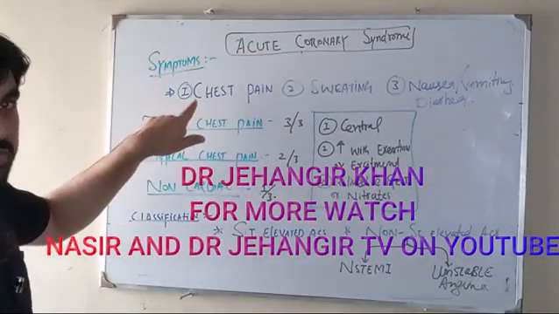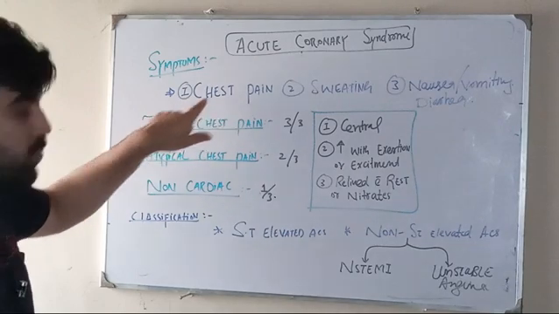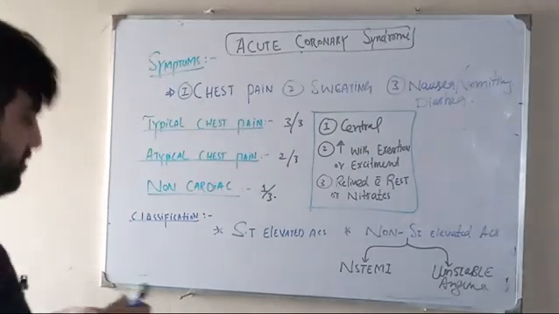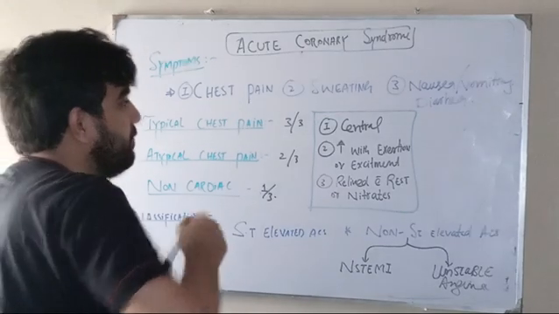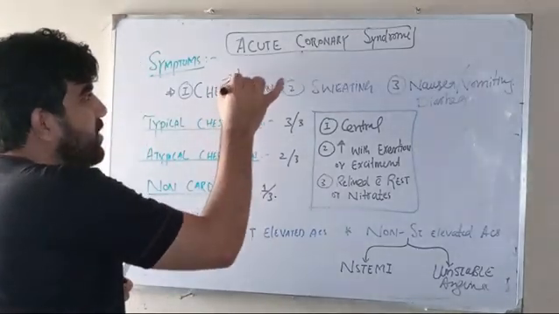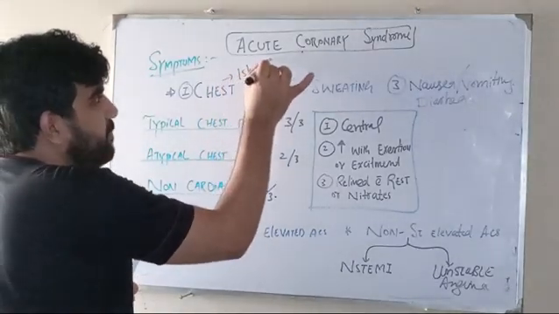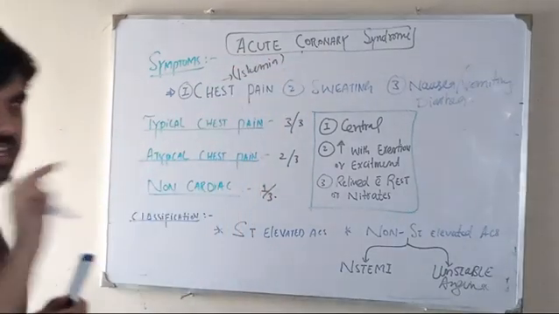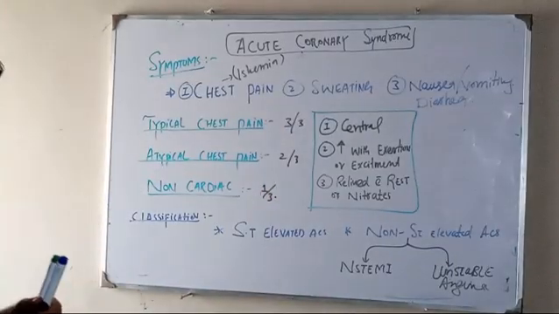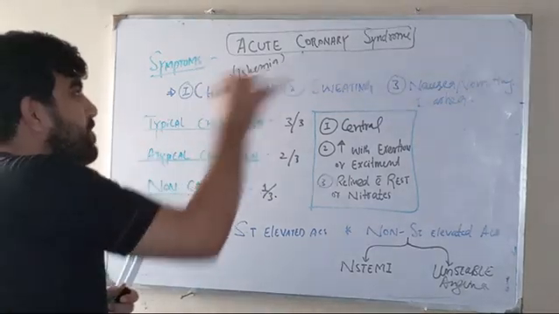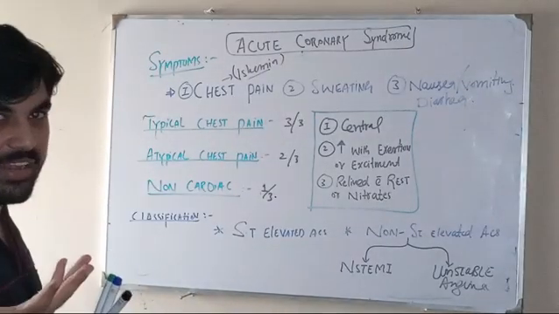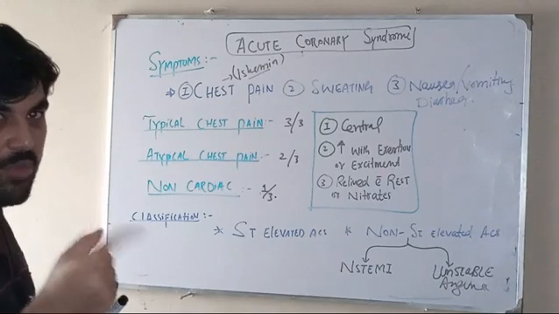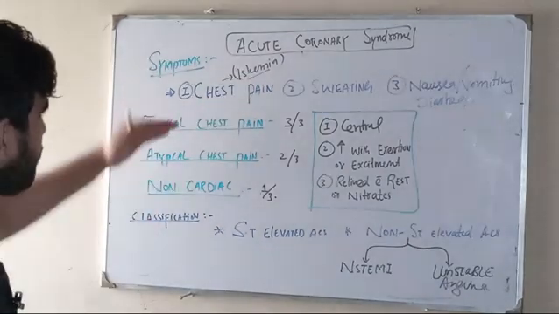So coming toward the chest pain, we know that the cause for the chest pain is ischemia. There is decreased blood flow, there is decreased oxygen. When there is decreased oxygen, there is ischemia. There is production of lactic acids and all these things which stimulate the nerve endings and cause pain.